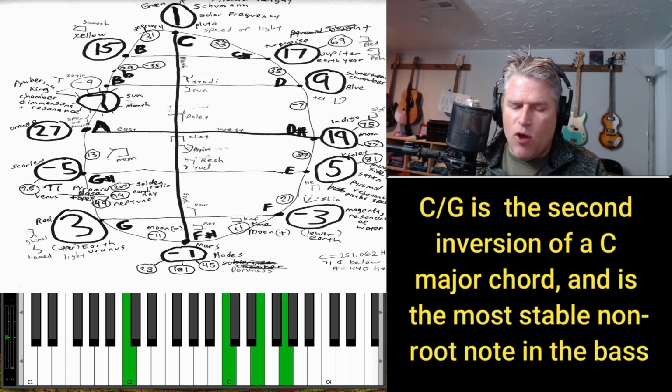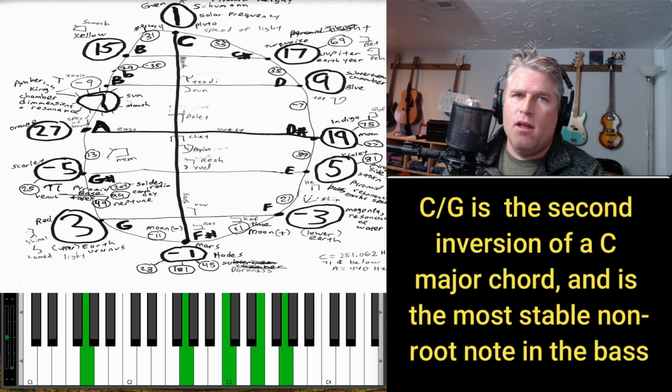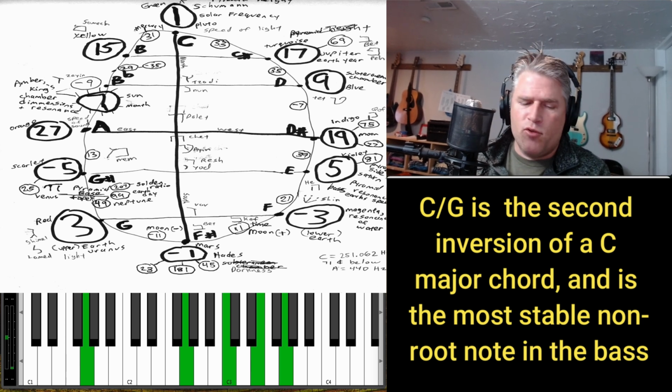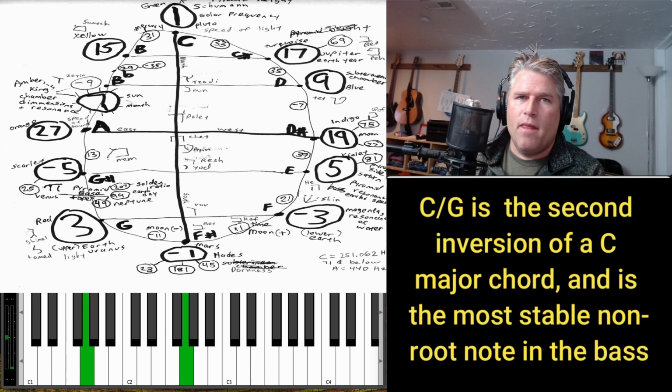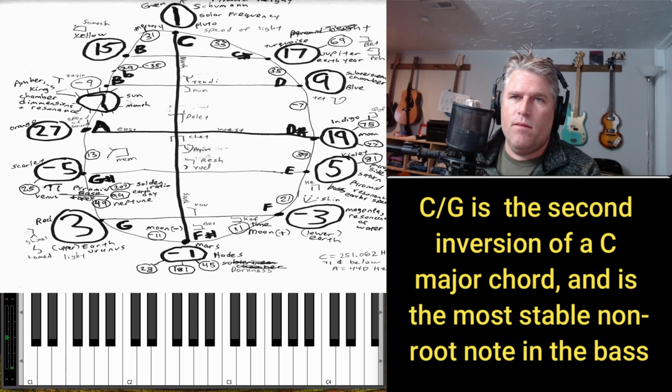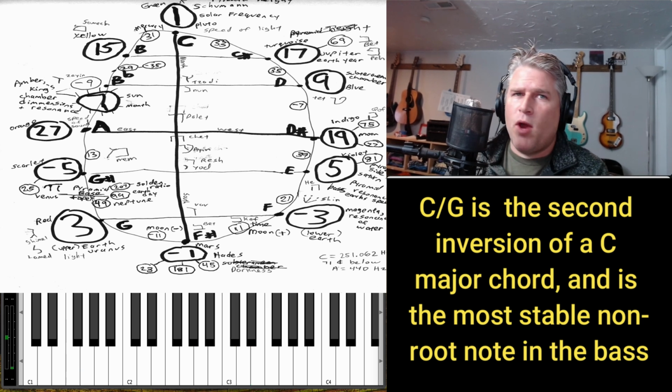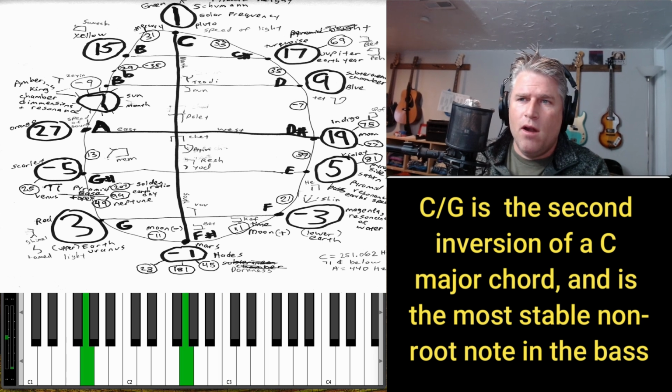So in C, that would be C over G. It's the second most stable after the root. There's root. Here's C over G. It's a really nice sound. Brian Wilson used it very well in God Only Knows and many other tunes.